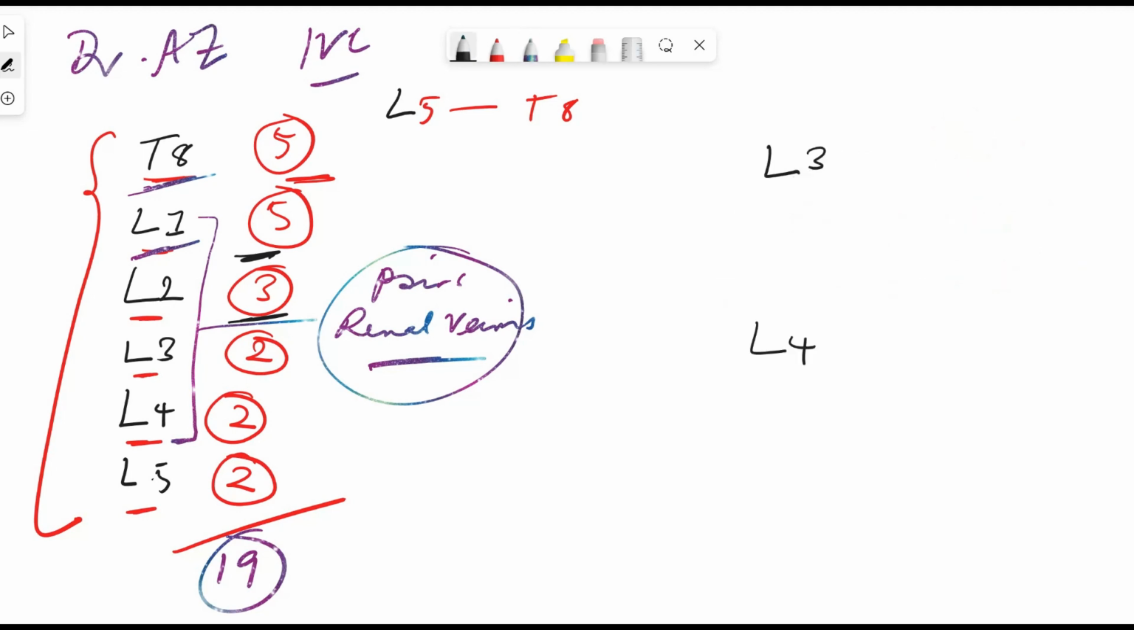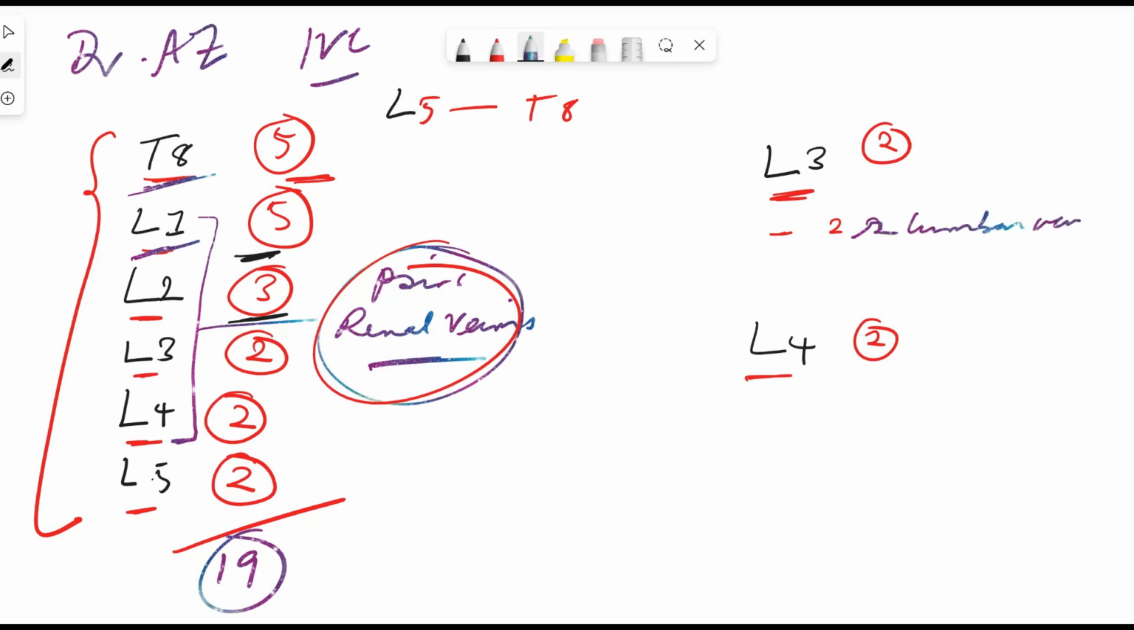As we mentioned before, at the level of L3 there are only 2 tributaries, and at the level of L4 there are only 2 tributaries, right? So what are those? Here we have a pair, or 2 lumbar veins, and here we have a pair of lumbar veins.